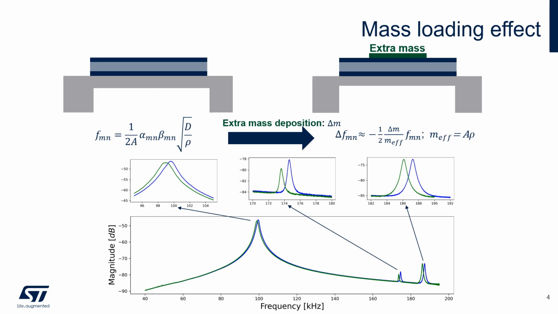Our study is based on the mass loading effect. When you add an extra mass on its surface, you provoke a change of its mechanical properties and consequently a change of its vibrational spectrum. The frequency decreases, and if the extra mass is smaller than the effective mass, the frequency shift is proportional to the extra mass. Here we report an example of the spectrum acquired before and after loading the extra mass.